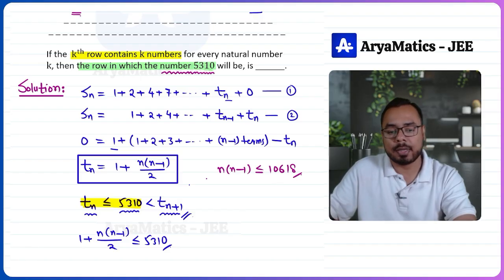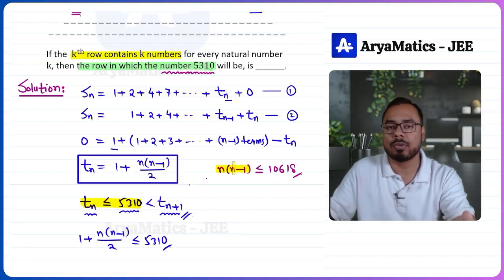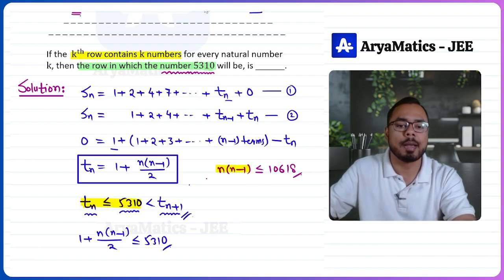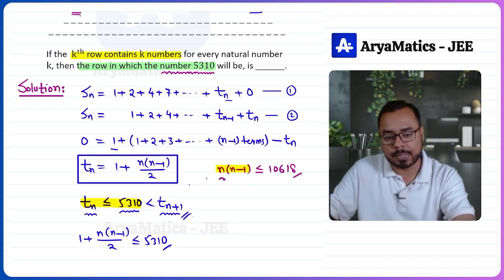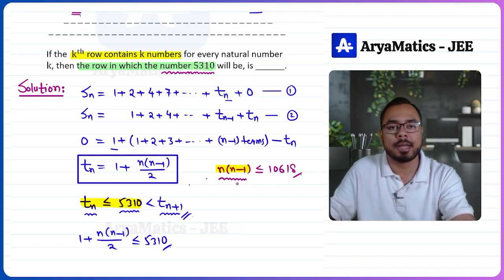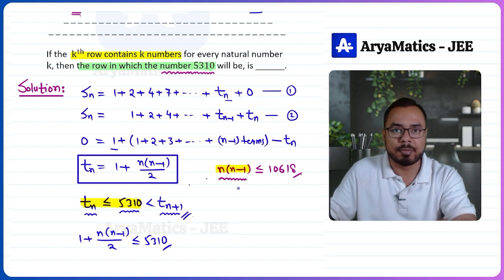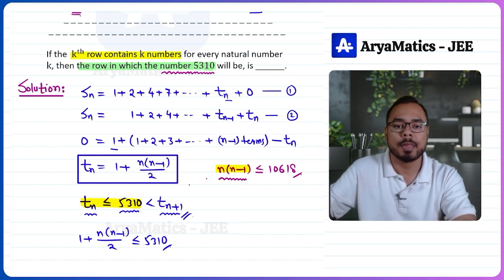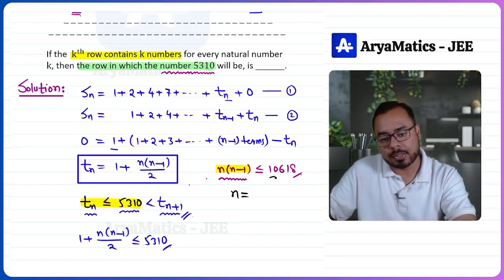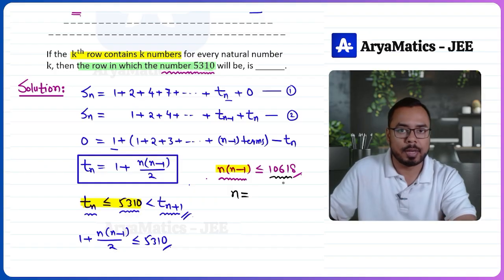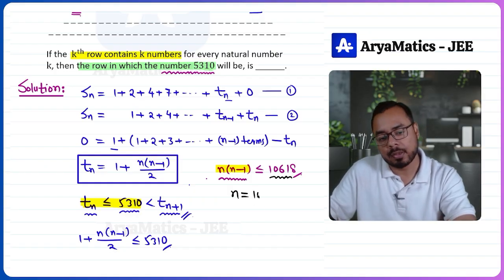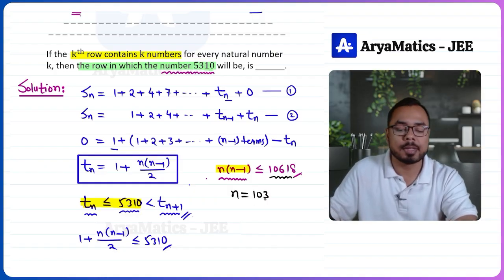Also, you can see that n and n minus 1 are two consecutive integers. So if I approximately say that these two are the same, then the left hand side is basically n square or n minus 1 square. So now using hit and trial, we have to see what is the maximum value of n that will satisfy this. So let us take n as the approximate square root of this number. The square root of 10618 will be 103 point something, right?